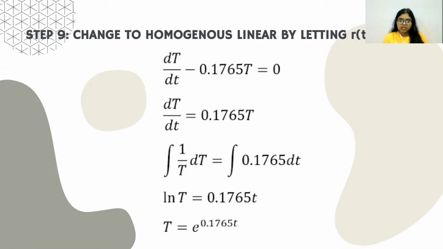Step 9 is to change to a homogeneous linear equation by letting r(t) equal 0. dT over dt minus 0.1765T will be equal to 0, since we are letting r(t) equal 0. So we move it to the right hand side, and dT over dt will be equal to 0.1765T. In order to get our temperature, we have to integrate the equation. After integrating, we will get T equals e to the power of 0.1765t.